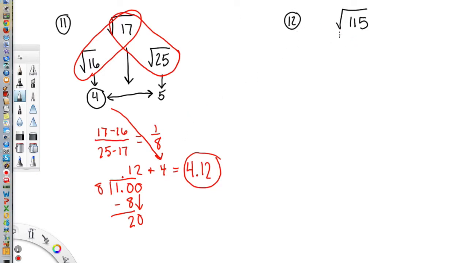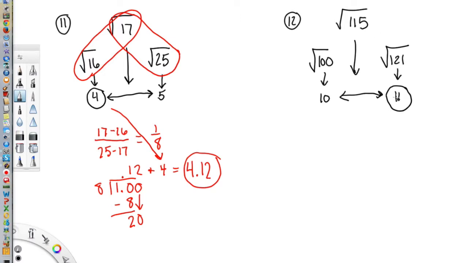Now for number 12, we have to find the square root of 115. 115 is not a perfect square, but it will lie somewhere between the square root of 100 and the square root of 121. And I know that the square root of 100 is 10 and the square root of 121 is 11. It's greater than 10 and less than 11, but this time the square root of 115 is closer to my larger number. When it's closer to the larger number, remember we've got to keep it inside of 10 and 11. It's got to be less than 11 and greater than 10.